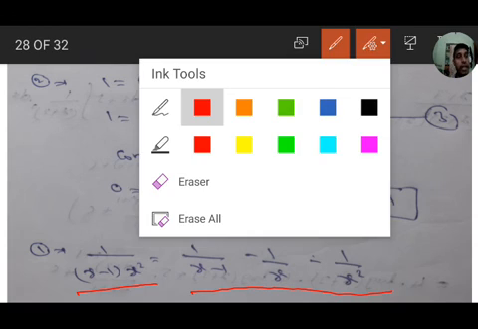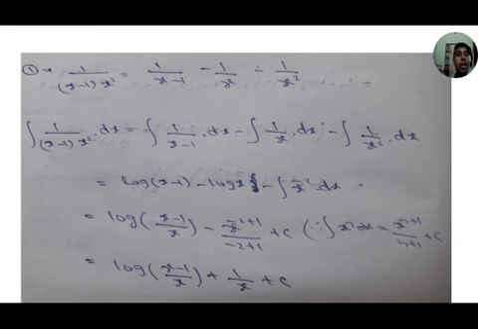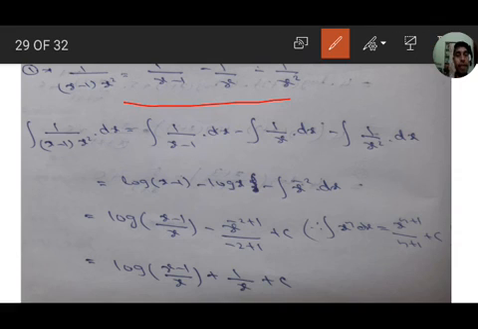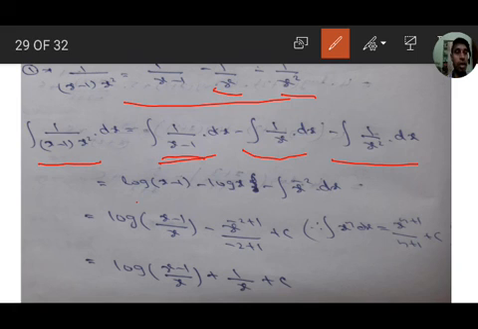Then integration: 1 by x minus 1 into x square equal to 1 by x minus 1 minus 1 by x minus 1 by x square. Integration 1 by x minus 1 into x square dx equal to integration 1 by x minus 1, integration minus 1 by x dx, integration minus 1 by x square dx. The first one is log of x minus 1, 1 by x integration is log x, and it is integration x to the power of minus 2 dx.